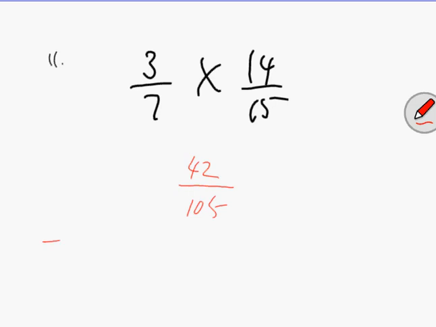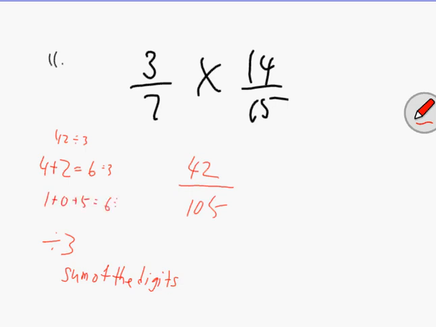But don't forget your divisibility rule by 3. It says if the sum of the digits is equal to a number that is divisible by 3, so too is the number. So if I think of 42 as being 4 plus 2, that's equal to 6. You can divide 6 by 3, so therefore 42 can be divided by 3. And 1 plus 0 plus 5 is 6, and you can divide 6 by 3. So both of these numbers follow that divisibility by 3 rule.